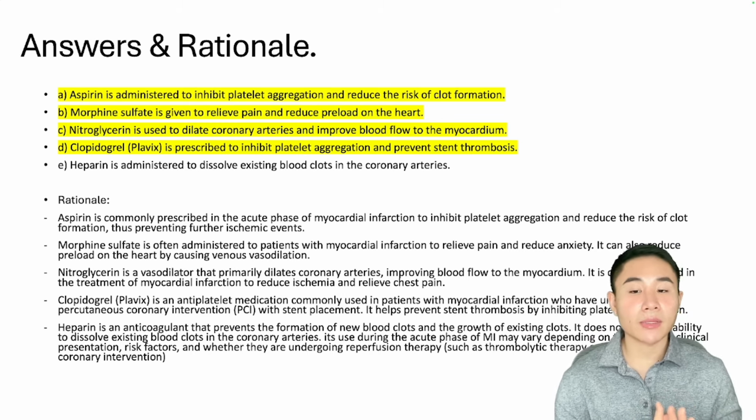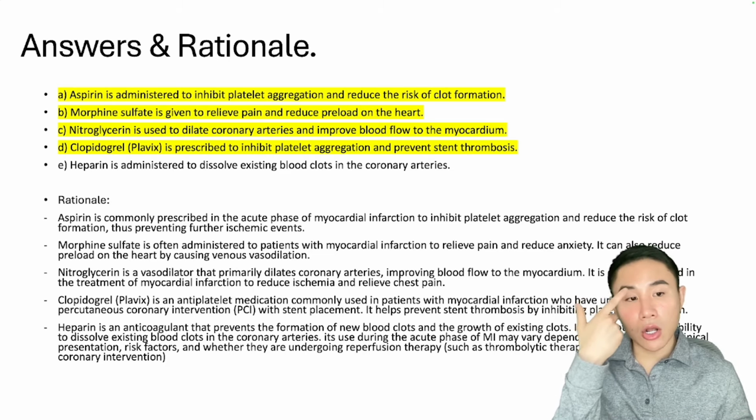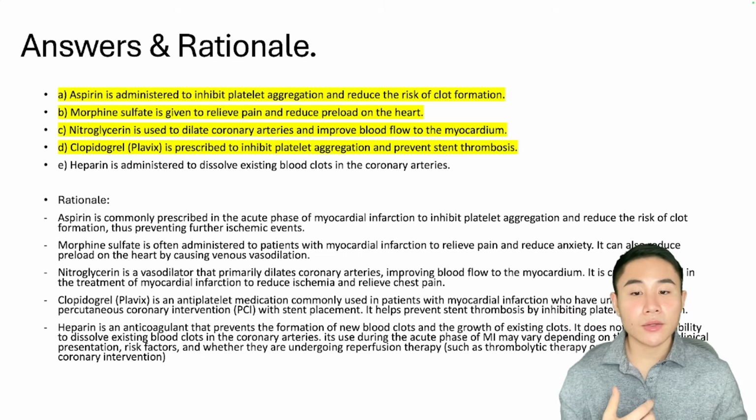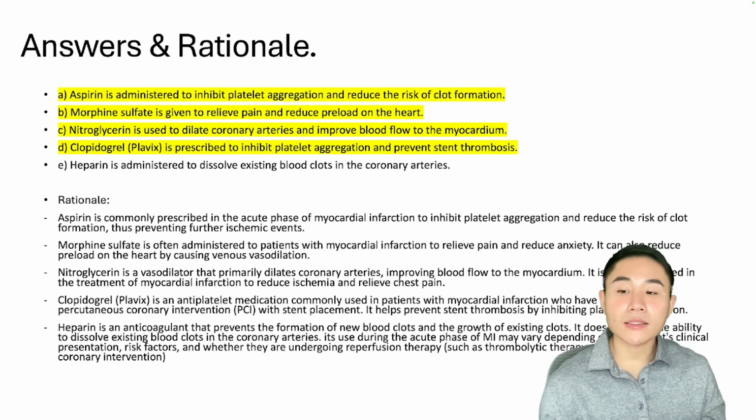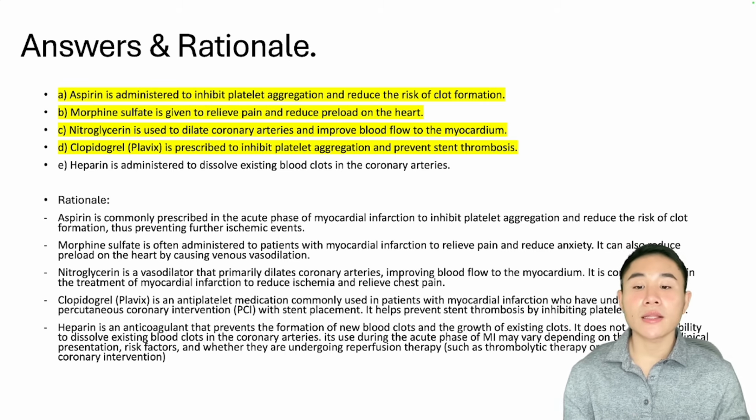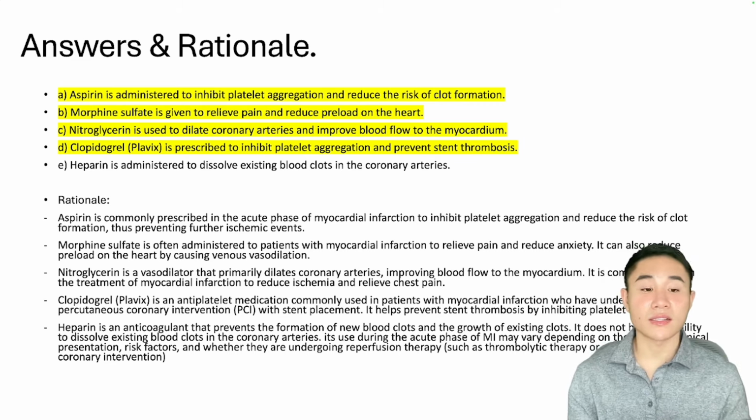Plavix is an antiplatelet medication commonly used in patients with MI who have undergone PCI with stent placement, and it helps to prevent stent thrombosis by inhibiting platelet aggregation. Alright, lastly, heparin is an anticoagulant that prevents the formation of new blood clots and the growth of existing clots. It does not have the ability to dissolve existing blood clots in the coronary artery.